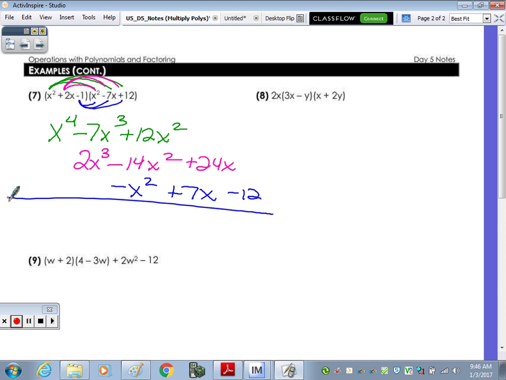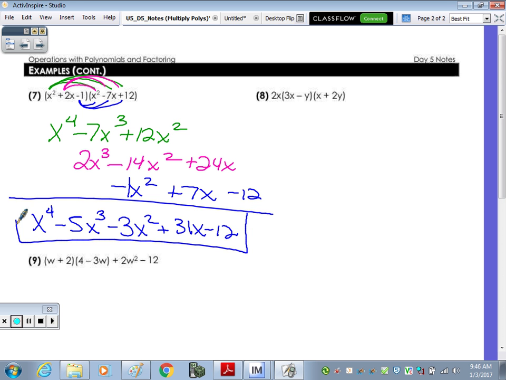So combining straight down, there's no other x to the fourth. Negative 7 plus 2 is a negative 5, keeping the x cubed the same. And then what is 12 minus 14 minus 1? Negative 3, just combining the numbers out front, keeping the x squared the same. And then 24 plus 7 is positive 31, good, minus 12.